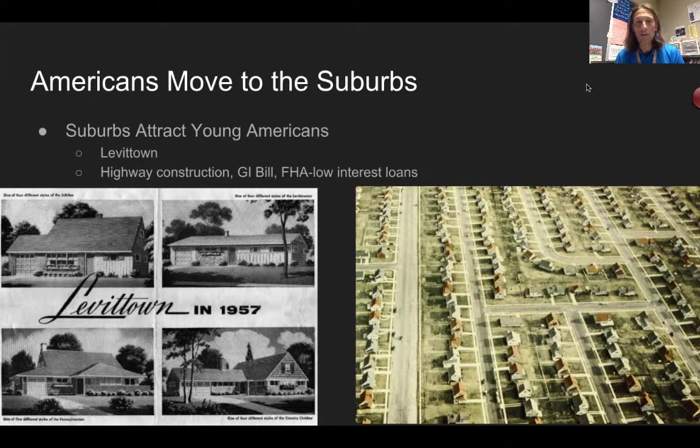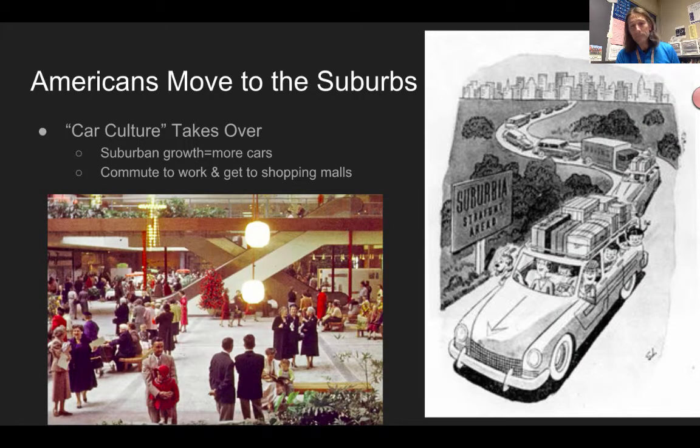Highway construction is going to also impact this because now people can get to and from the big city and go back to the suburbs at night, and you have more green space, it's cleaner, it's more open, there's parks, all this stuff is going to factor into the move to the suburbs.